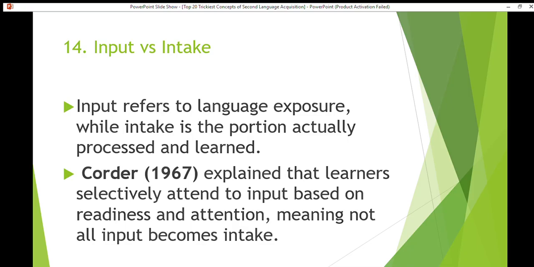Input versus intake. Input refers to language exposure, while intake is the portion actively processed and learned. Corder in 1967 explained that learners selectively attend to input based on readiness and attention, meaning not all input becomes intake.